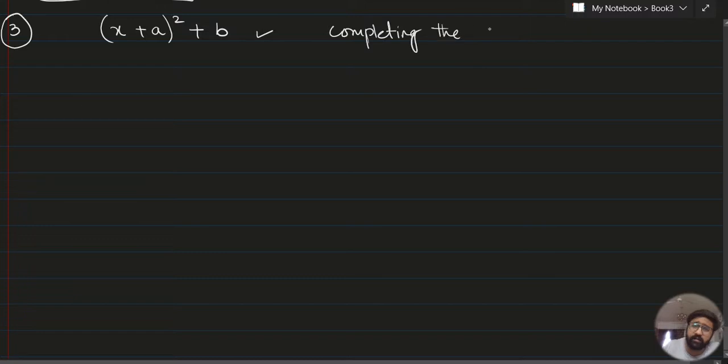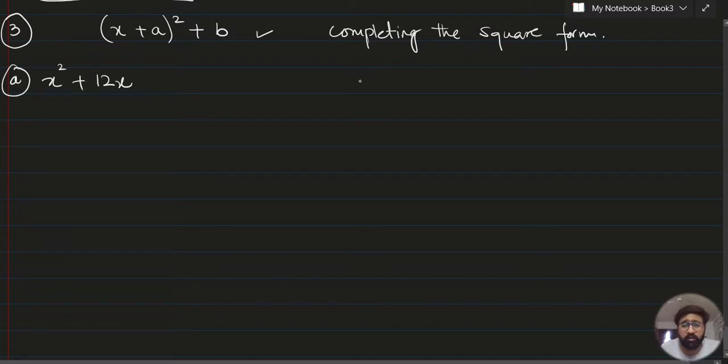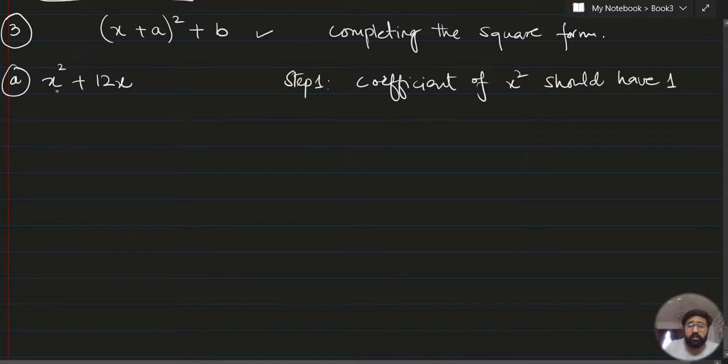Completing the square form. So I'll tell you how to apply the completing the square form here. Starting with the A part, x square plus 12x. First of all, what are you going to look at? Step 1 is that the coefficient of x square should be 1. Since it's already 1 over here, otherwise we would have made it 1.